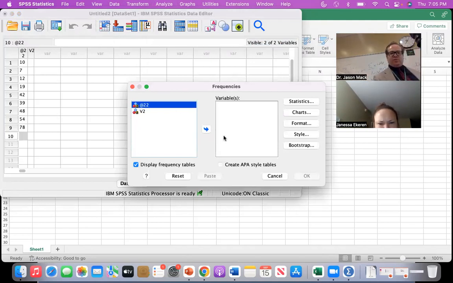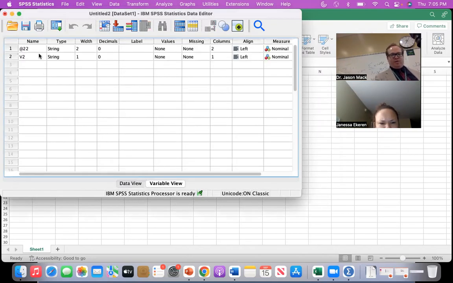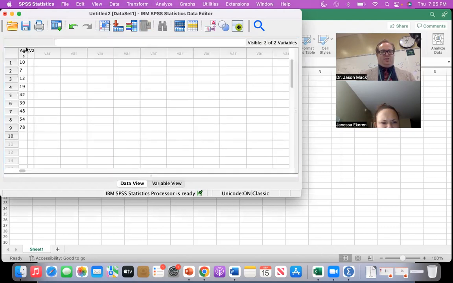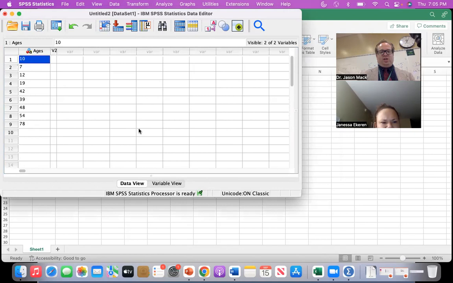Age, oh, it's that 20. So it's this variable, and I'm going to change that. In Variable View, I'm going to rename this. I'm going to call this ages. So now my Data View says that. See, ages, because I just changed it.